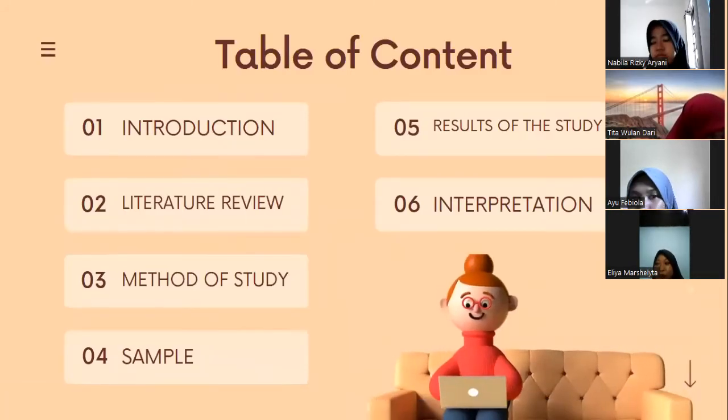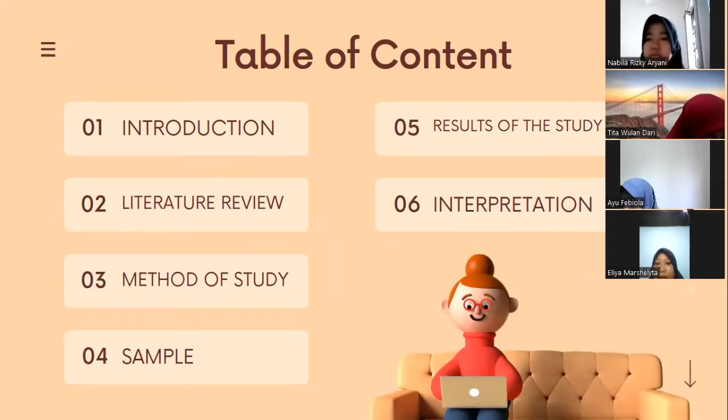Okay, before we start our presentation, let me tell you the table of contents of the topics today. First, introduction. Second, literature review. Third, method of study. Fourth, sample. Fifth, result of the study, and sixth, interpretation. Next slide, please.